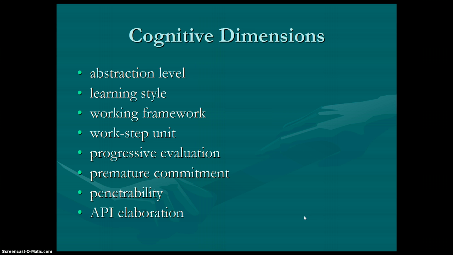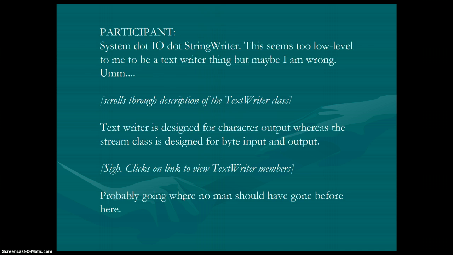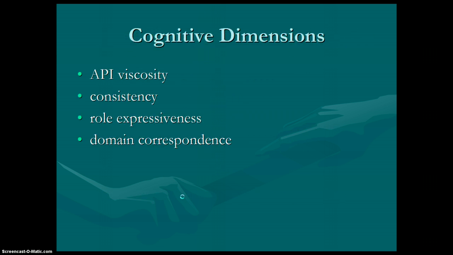It's used to measure attributes of each dimension in the API and also provide a vocabulary to discuss each attribute. And there are 13 dimensions, and they are abstraction level, learning style, working framework, work step unit, progressive evaluation, premature commitment, penetrability, API elaboration, API viscosity, consistency, role expressiveness, and domain correspondence. Sorry about that.